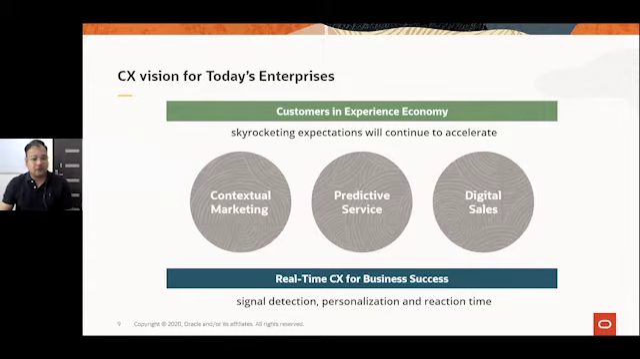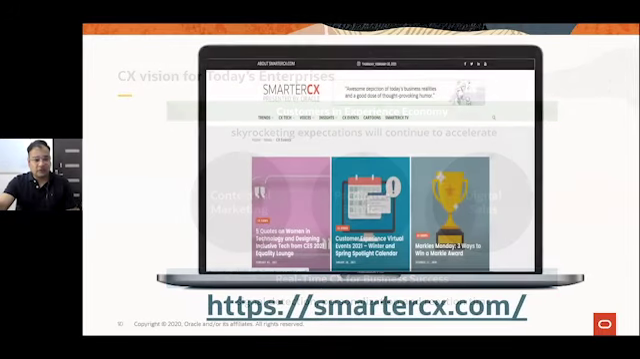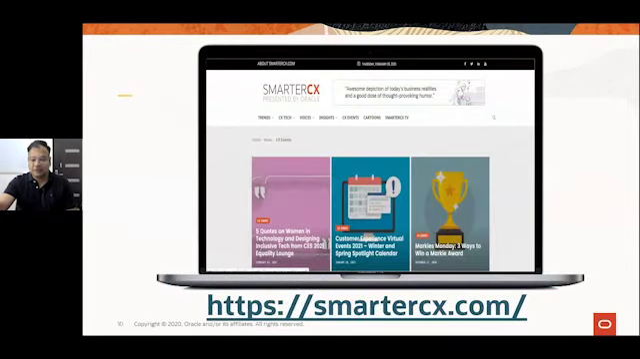And all this is possible by providing a real-time element to this whole customer experience and the CX economy for business success, which means detecting these customer signals, doing personalization, and shortening the reaction time. This is something which is a takeaway for us as Oracle, and I think for all of us as CX professionals.